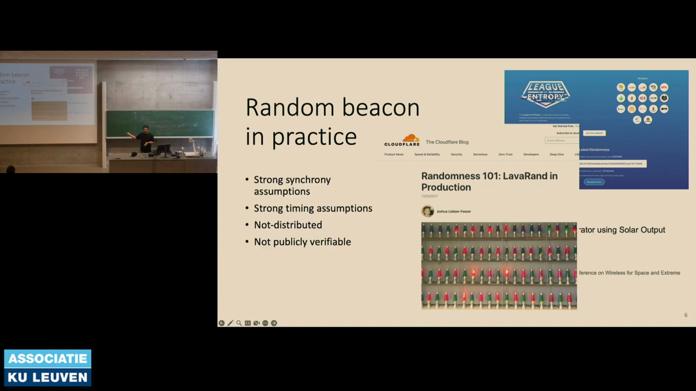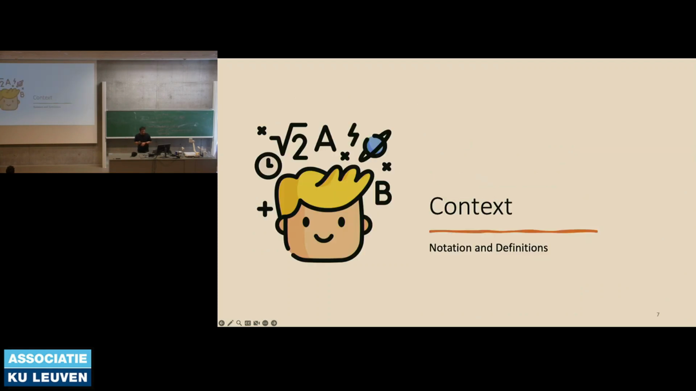Of course, these are not publicly verifiable. If Cloudflare says your random number is 0, 0, you have no way to verify because the lava lamp would have changed its state by then. So by the time you go to their office, it's too late. They also make some strong synchrony assumptions, timing assumptions. They're not distributed. The lava lamps are in Cloudflare's office. The solar cells, of course, are on somebody's farm, right? You can't use it. And again, they're not publicly verifiable. So we have problems with these ways of doing it.